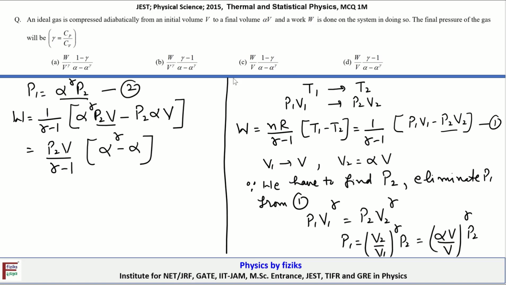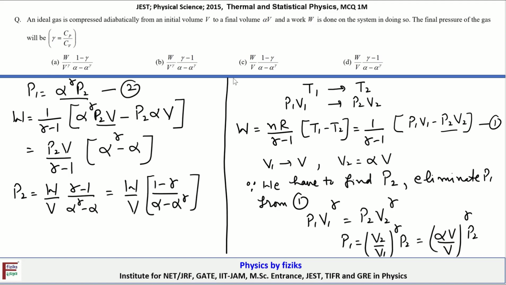This can be rewritten, and from here I can write the expression for P2, that is equal to W by V, and then gamma minus 1 upon alpha power gamma minus alpha, and this can be further written as W by V, 1 minus gamma upon alpha minus alpha power gamma. This matches with our option C here. So therefore option C is the correct one.